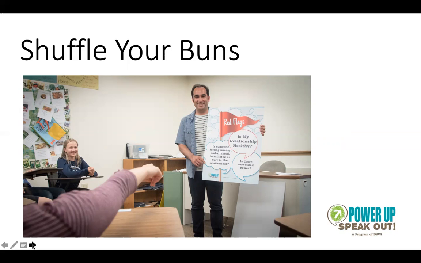Ask which of the shuffle your bun statements were about boundaries. What are some examples of positive boundary crossing? For example, trying something new even though you knew it would be hard. What are some examples of negative boundary crossing? For example, sharing a private story about someone without their permission, or taking something from someone without their permission as well.